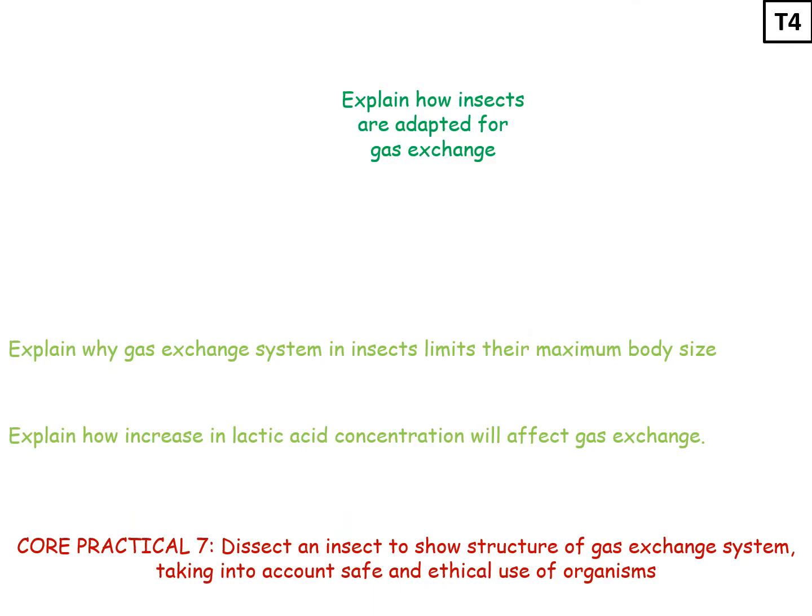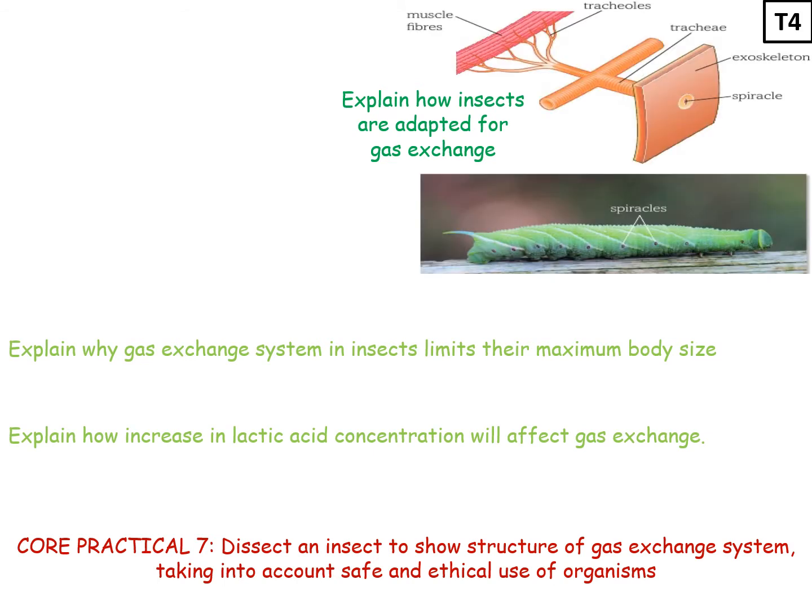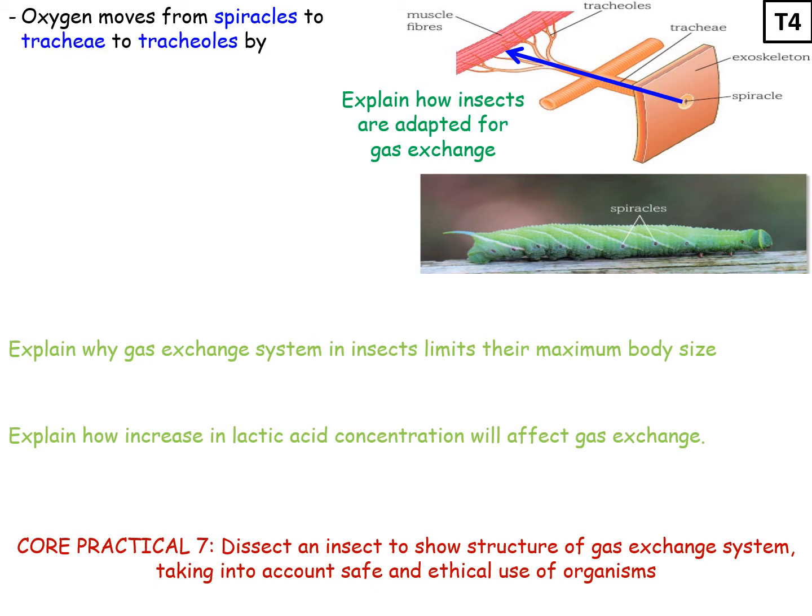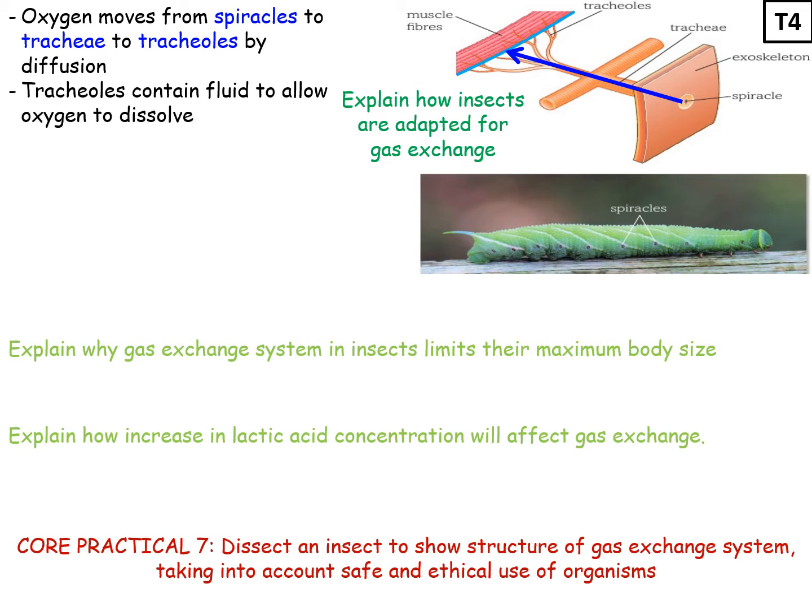Explain how insects are adapted for gas exchange. Here is a structure of the gas exchange system in insects, and we can see that the air enters through the spiracles, and the oxygen in the air moves from the spiracles to the trachea and then the tracheoles by diffusion. The tracheoles also have a layer of fluid, and that fluid allows the oxygen to dissolve. And then the tracheoles also supply oxygen to the body cells and tissues of the insect.